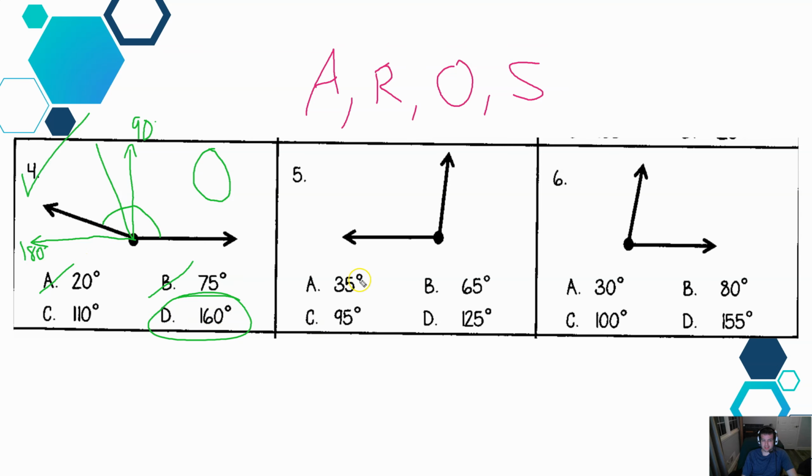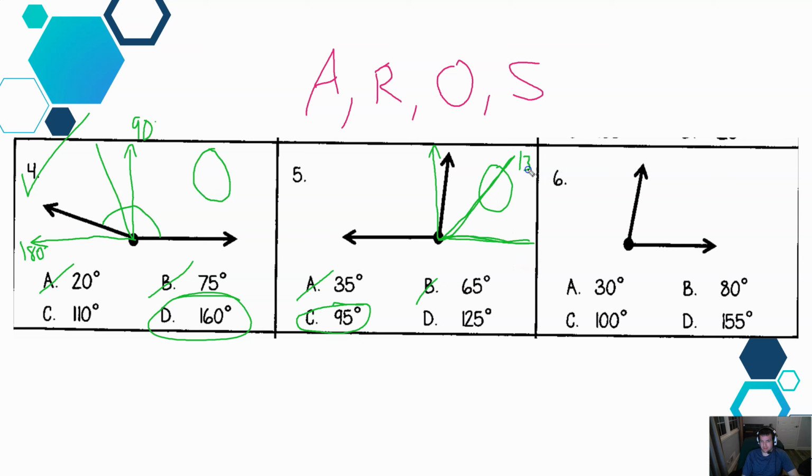Again, give yourself a check if you got that right. Let's go to number 5. This would be obtuse. It's bigger than 90 degrees, but just slightly bigger than 90, right? So I know it's not A, I know it's not B, because those are both acute. And then, since I said it was just slightly bigger than 90, it would probably make sense to say that it is 95 degrees, not 125, because 135 would be halfway in between the 90 and 180 degree mark, right?